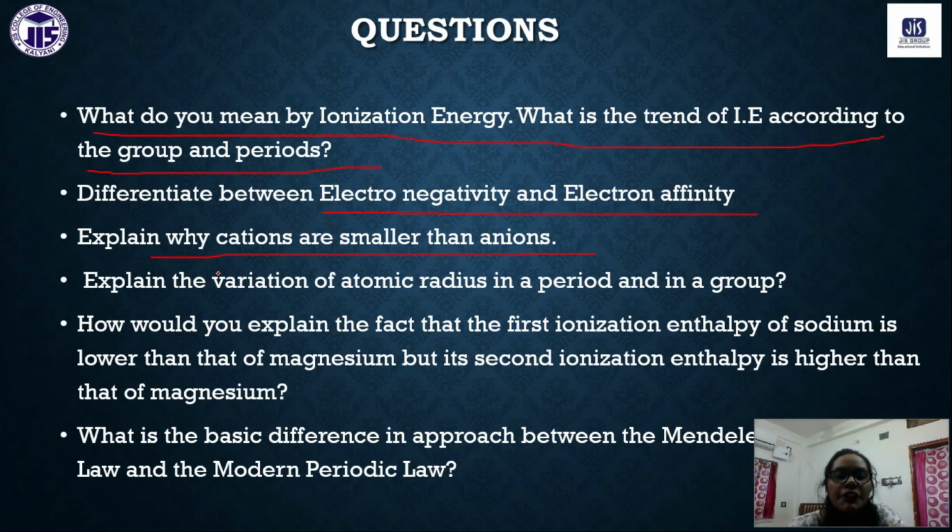Now, explain the variation of atomic radius in a period and in a group. Very important question. What is the size trend? This type of question you can also have, to discuss the size trend along the period and along the group. Now what will happen?